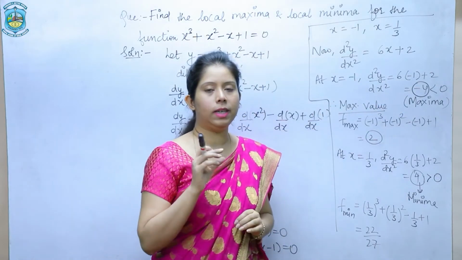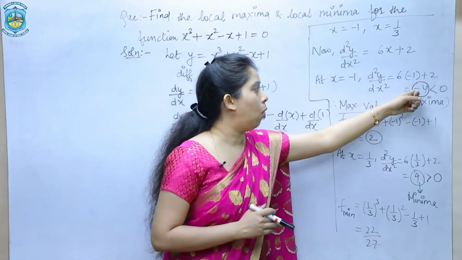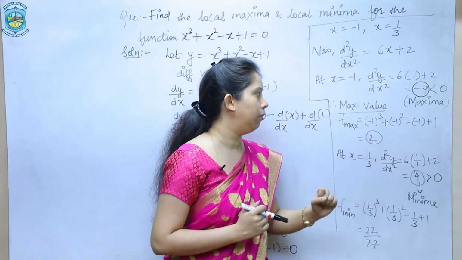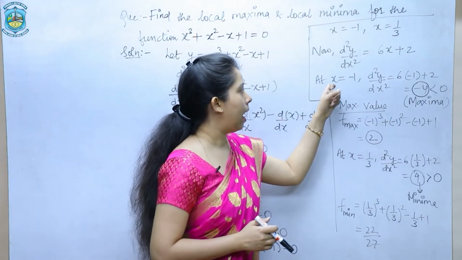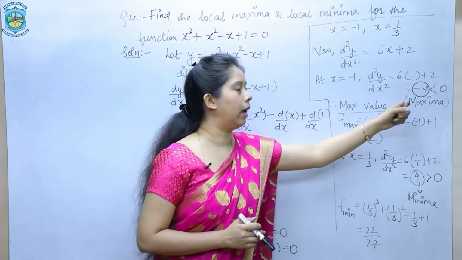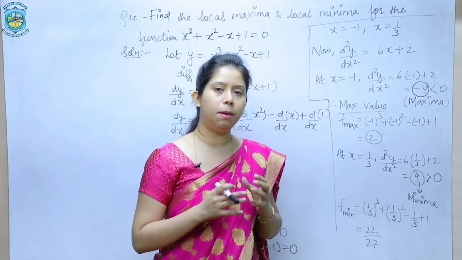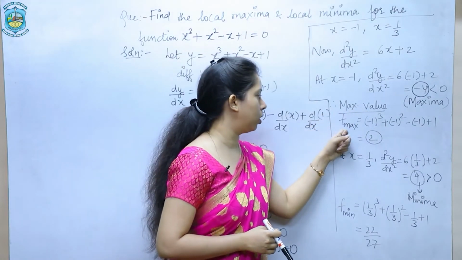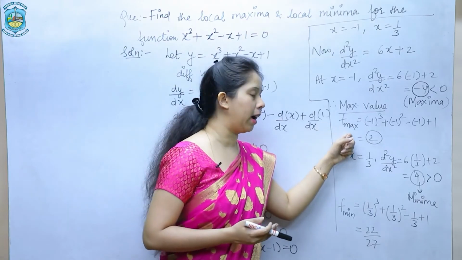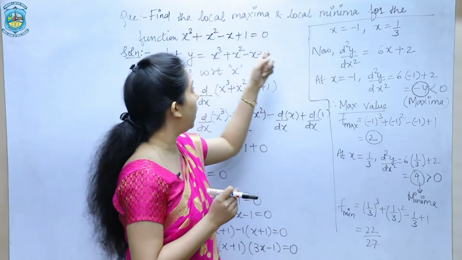We are concerned with the sign of d2y by dx square. So, if the sign of d2y by dx square is negative, then we get a maxima at that point. So, here at x equals to minus 1, we are getting maxima. So, after getting maxima, we will have to find the maximum value of the function. So, the maximum value of the function, we can denote it by f max is equal to, you will have to substitute that point in the function.